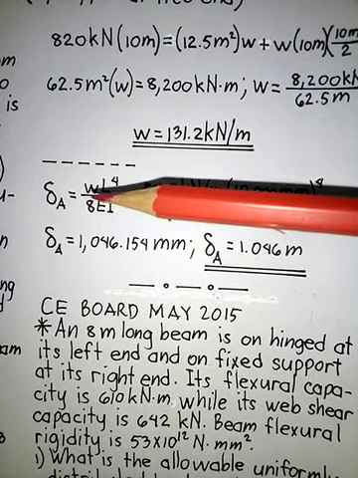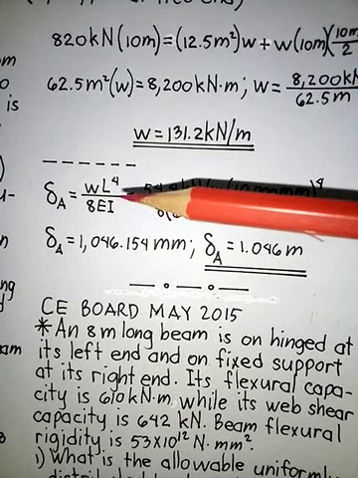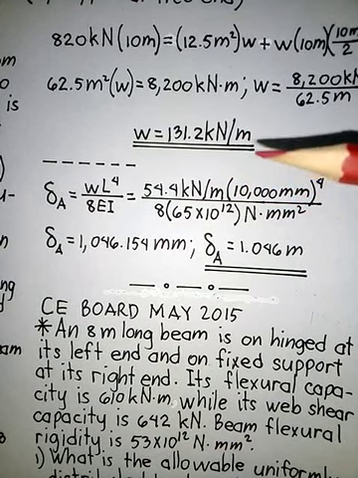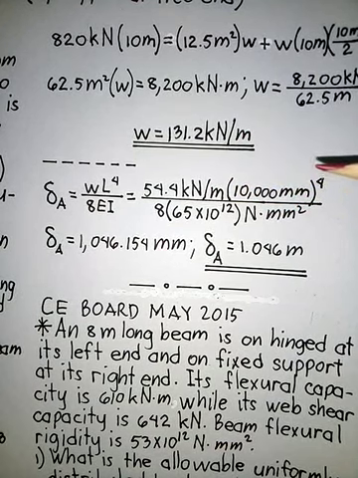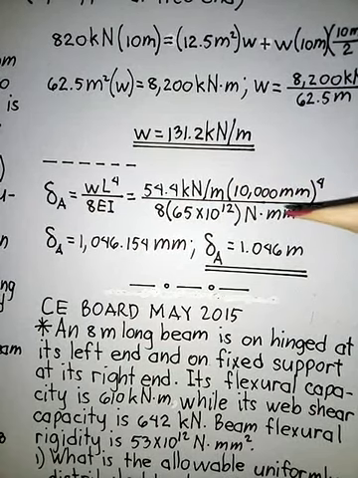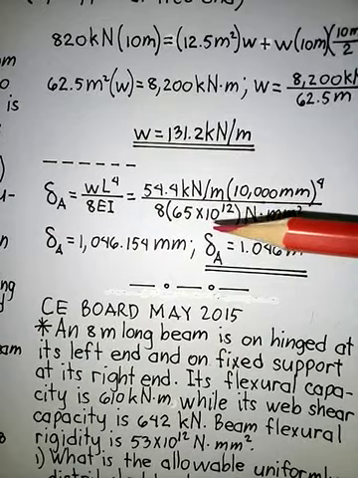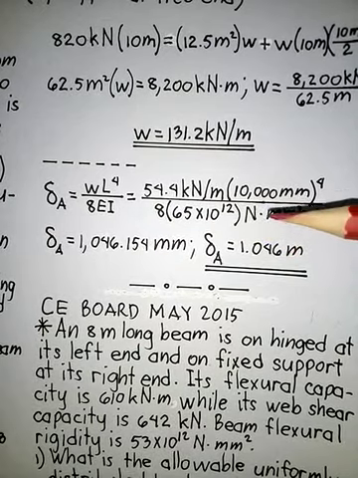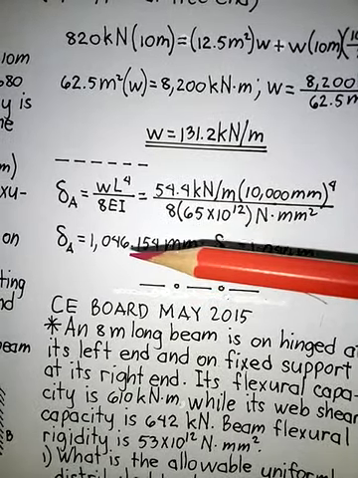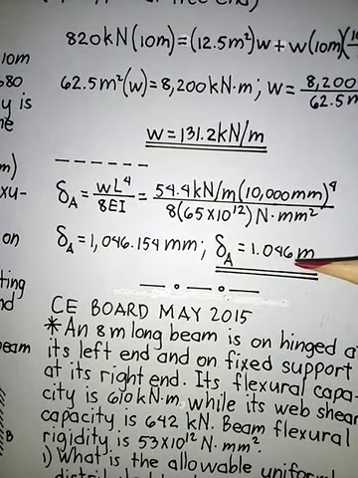Deflection at A, or at the pre-end without the support now, is equal to WL to the fourth all over 8 EI. So we have 54.4 kilonewton meter, multiplying that by 10,000 millimeters to the fourth, because we must have the same uniform unit, all over 8 EI, or 8 multiplied by 65 times 10 to the 12 Newton millimeter squared, and it will give us the deflection at the pre-end, or A, to be 1046.154 millimeter, or 1.046 meter.